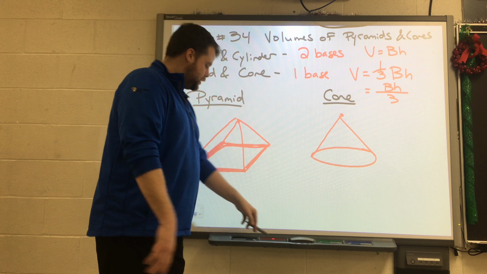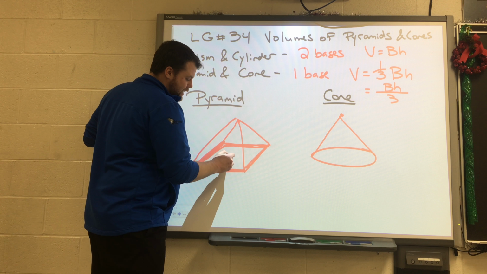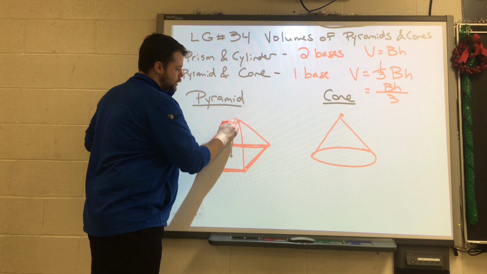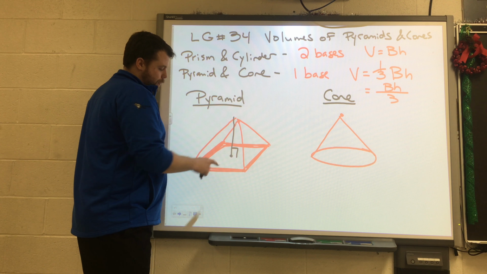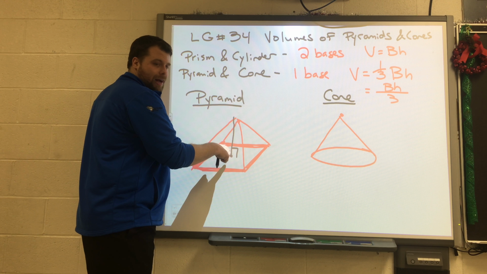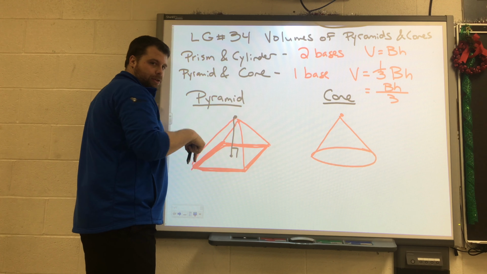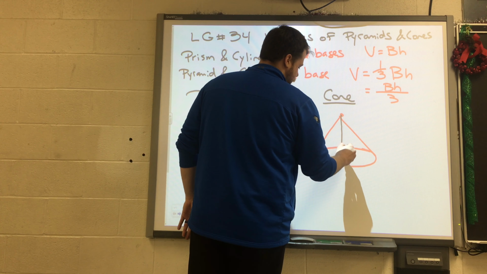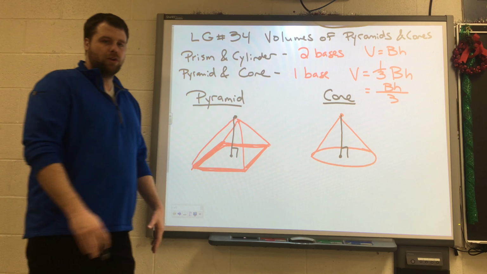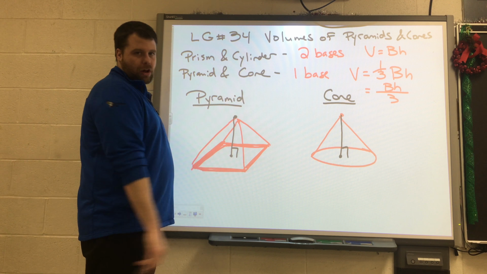Now heights, a little bit different. The heights are always measured from the inside, from the middle to the top, straight up. That is the height, from the middle of the rectangle down here all the way up to the vertex there. It's perpendicular to it. Okay, same thing here. You're going straight down to the center. So the heights are always measured from the inside, right? It's the height of the actual solid.